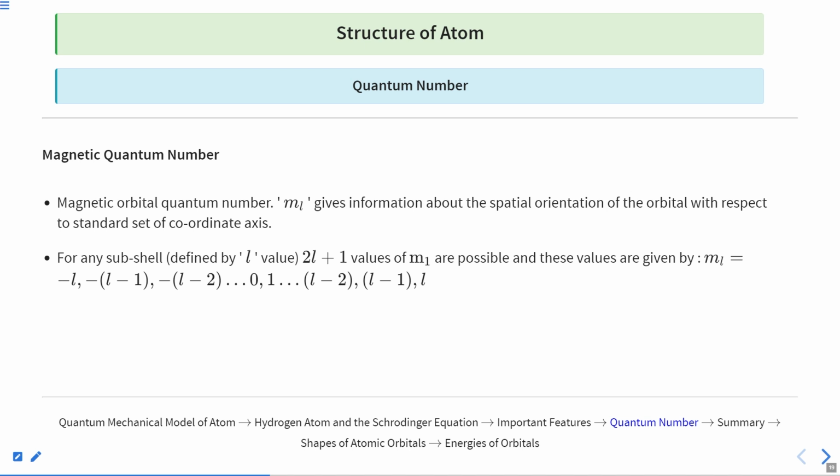Next, similarly, if you have 4 as the value of L. Now, if I am saying that if you take L equal to 1, we are getting 3 orbitals.